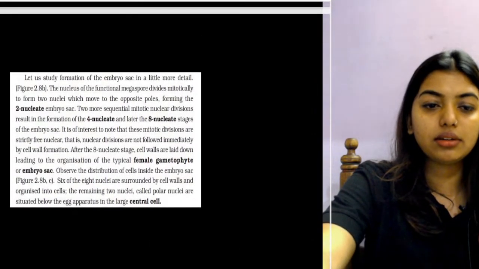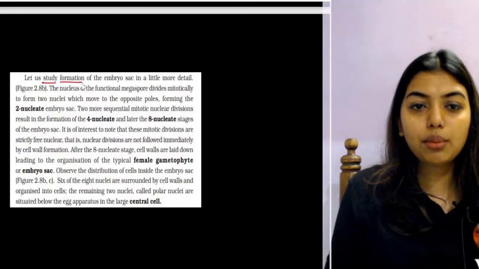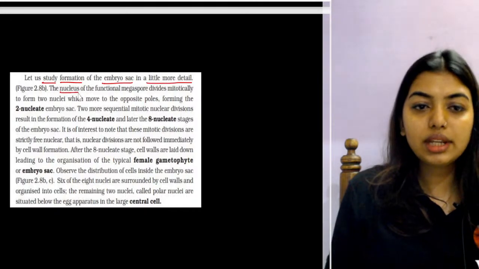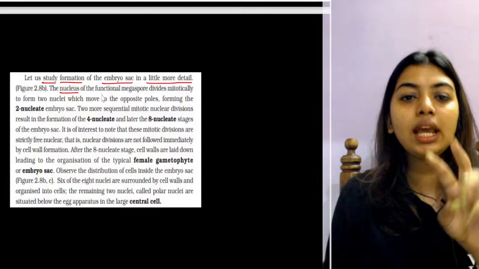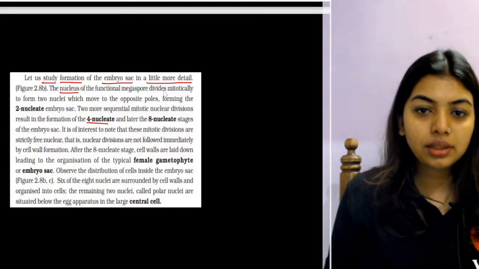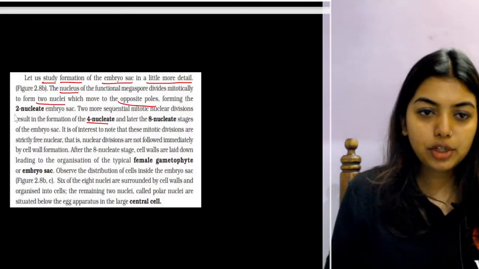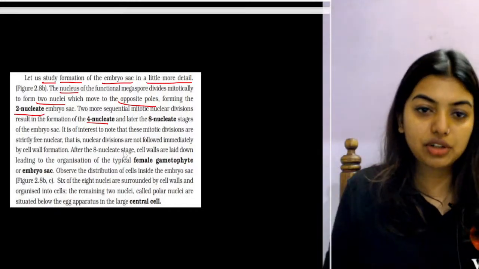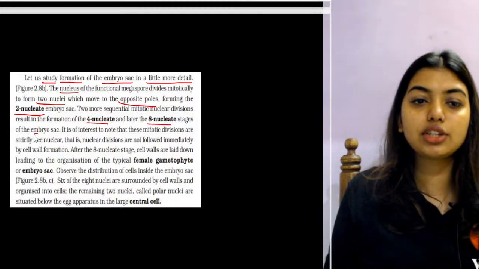Now, let us study the formation of the embryo sac in a little more detail. The nucleus of the functional megaspore divides mitotically to form two nuclei. Then from two nuclei it will move to a 4 nucleate stage, forming a 2 nucleate embryo sac. Then 2 more sequential mitotic nuclear divisions will happen, that will form a 4 nucleate stage, and later an 8 nucleate stage of the embryo sac.